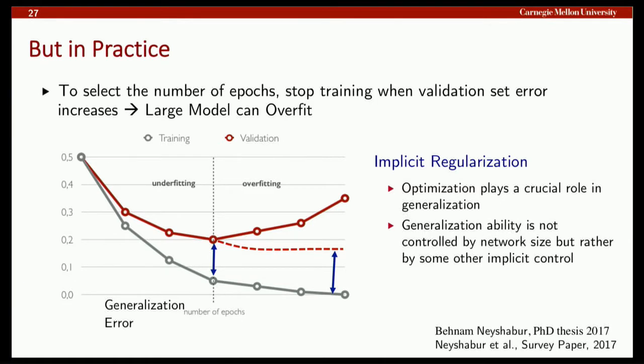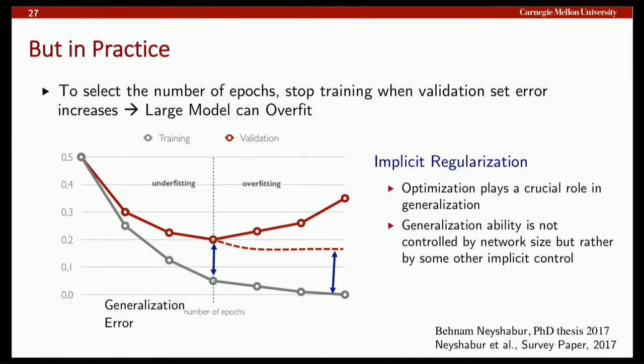There is excellent work that I wanted to point you to, Behnam's work, his PhD thesis. He explores these different implicit regularization techniques. Really, we can think of optimization as part of regularization and as part of generalization. There are lots of open research areas trying to figure out what's going on with these models.